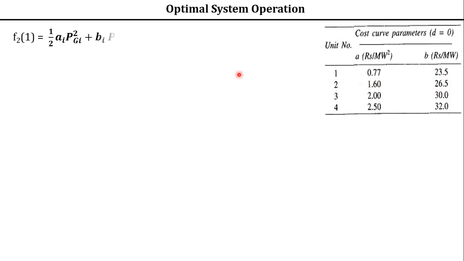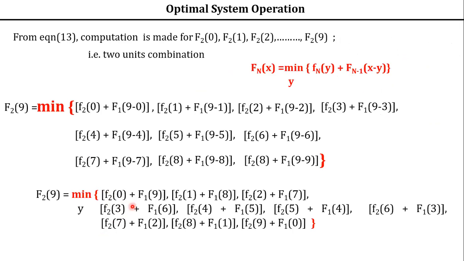First combination. What is that first combination? What is the value of this one, F2 of 0, F1 of 9? Can anyone tell what is the value of this F2 of 0, F1 of 9? F2 of 0 means unit 2 is not producing any generation. That means unit 2 is not operating, it is not existing. So what is existing? Only F1 of 9. That means unit 1 will be generating the whole 9 megawatts.